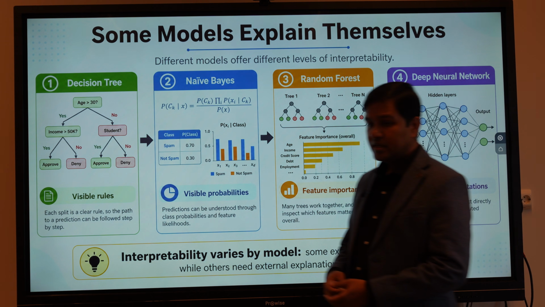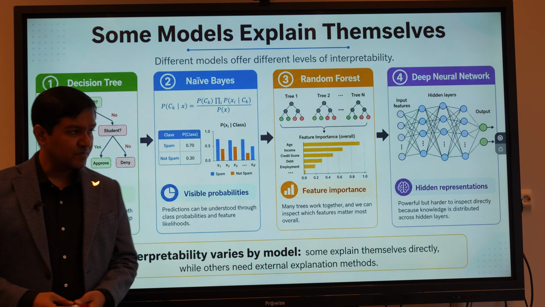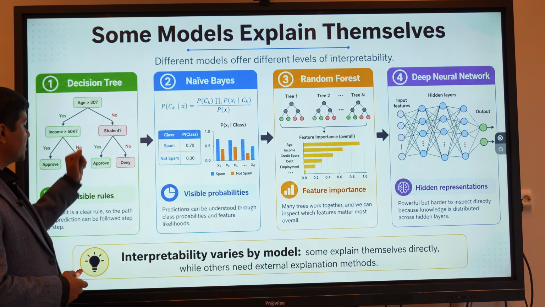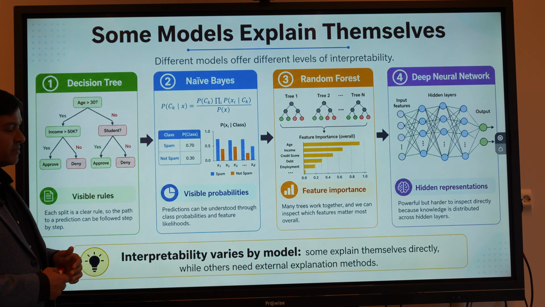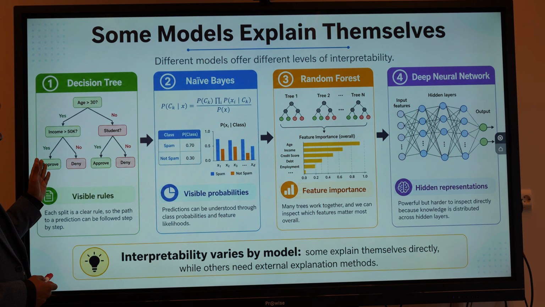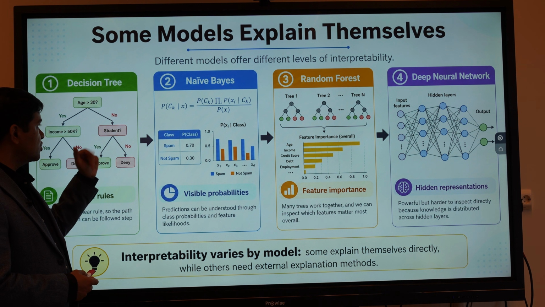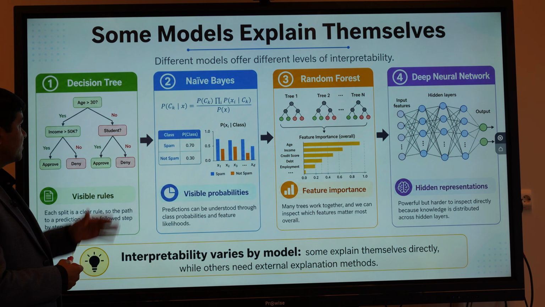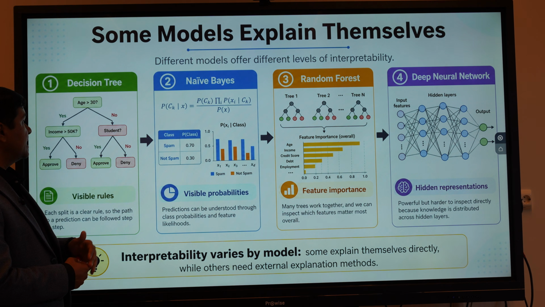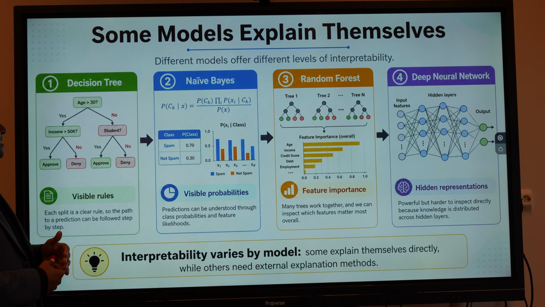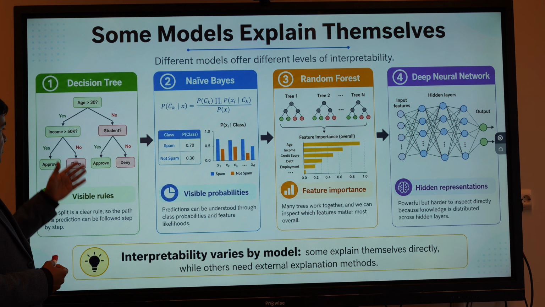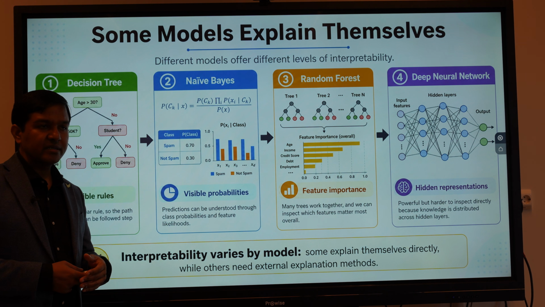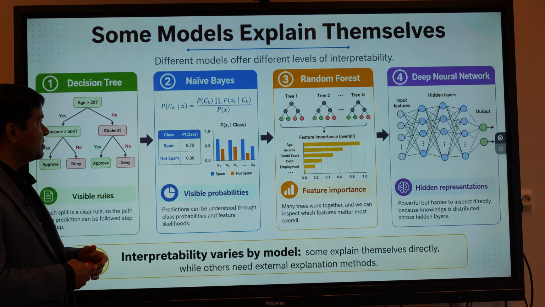For example, if we look at models like a decision tree, it is like: age more than 30, income more than 50, then the loan is approved. If a student and age is more than 30, then no; less than 30, yes. This way you can see the rules are visible. So decision trees are, by design, more interpretable.